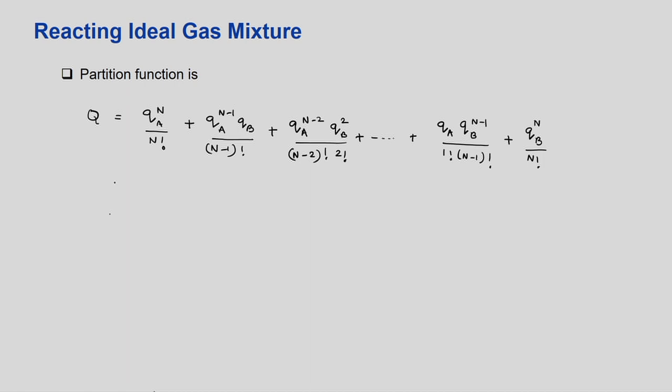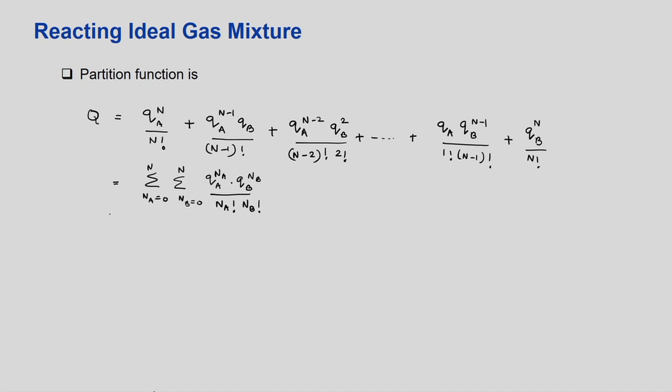So it means if I want to write it in terms of summation, it will be the double summation, Na goes from 0 to N, Nb goes from 0 to N, then QA to the power of Na into QB to the power of Nb, by Na factorial by Nb factorial. Okay, I've summed them up and I've written the overall expression.